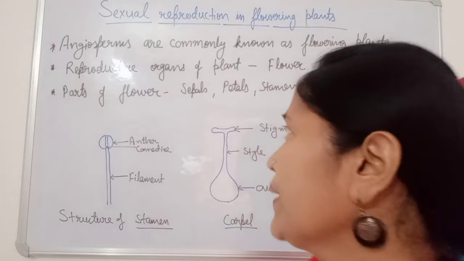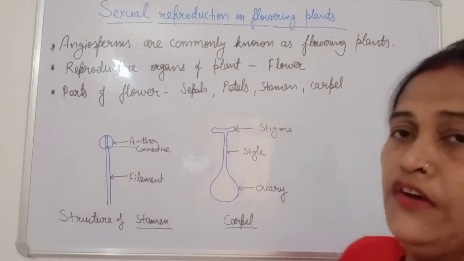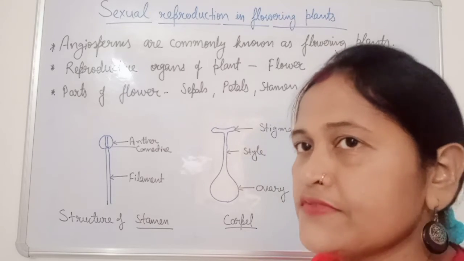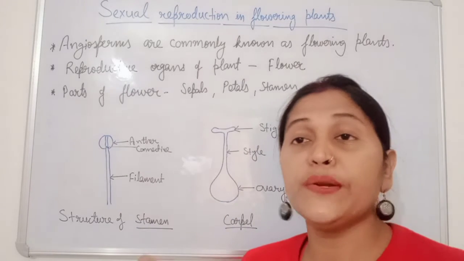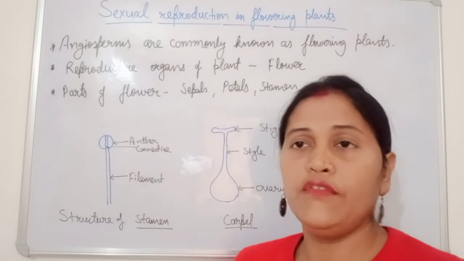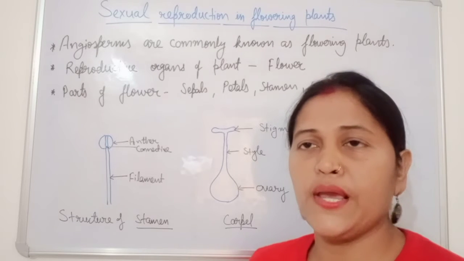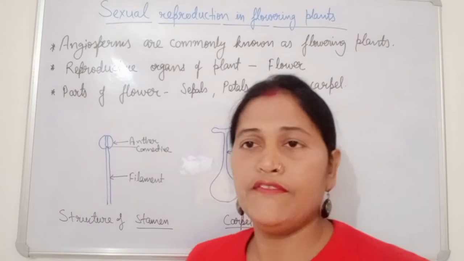In this video I am going to explain sexual reproduction in flowering plants. Flowering plants, commonly angiosperms, are known as flowering plants. So what are the different parts of a plant? There are different parts: root, flower, stem, leaves. We have studied vegetative reproduction in the previous video.